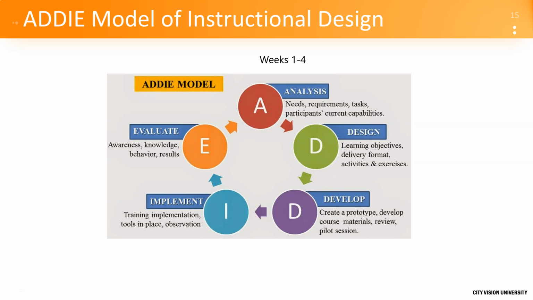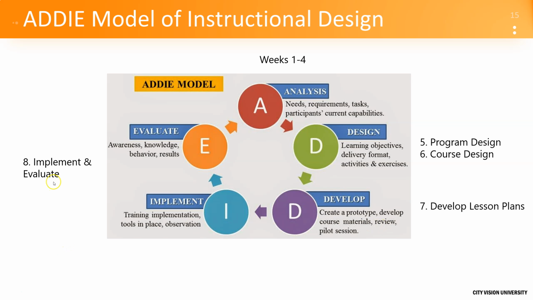So now another way of framing this course, there's a model called ADDIE. ADDIE is short for Analysis, Design, Develop, Implement, and Evaluate. And the way we've organized this course is weeks 1 to 4, we're going to have you do a lot of analysis, look at needs, requirements, participants' current capabilities. Then in weeks 5 and 6 is where you're going to be doing most of the design. So program design, course design, and then in week 7, you're going to develop a lesson plan. And then in week 8, you're going to implement your lesson plan and evaluate that.